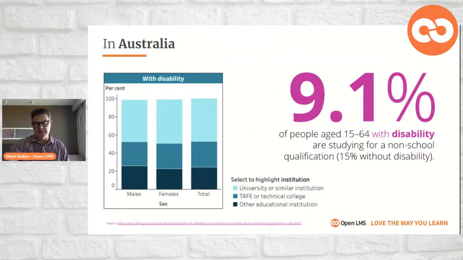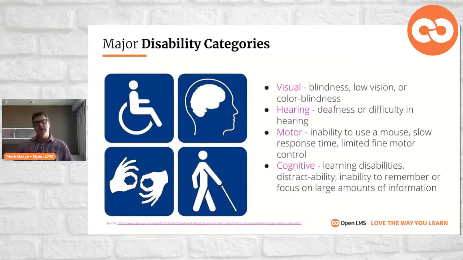And that's important to note. So when we think about these people attending these types of institutions, we also need to remember that this 9% are really only those who fully disclose that they have some form of disability. We know from the literature that that number is in fact probably quite a bit higher, as there are people who don't necessarily disclose that they have some form of disability.